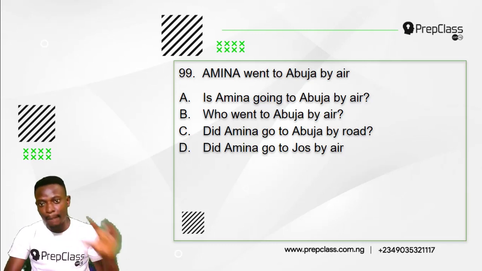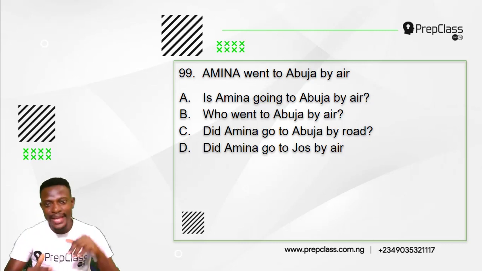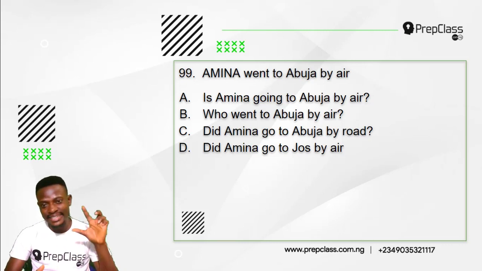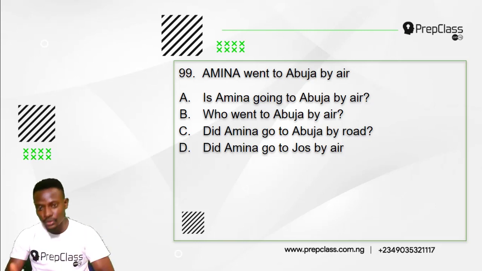Option A. Is Amina going to Abuja by air? Option B. Who went to Abuja by air? Option C. Did Amina go to Abuja by road? Option D. Did Amina go to Jos by air?